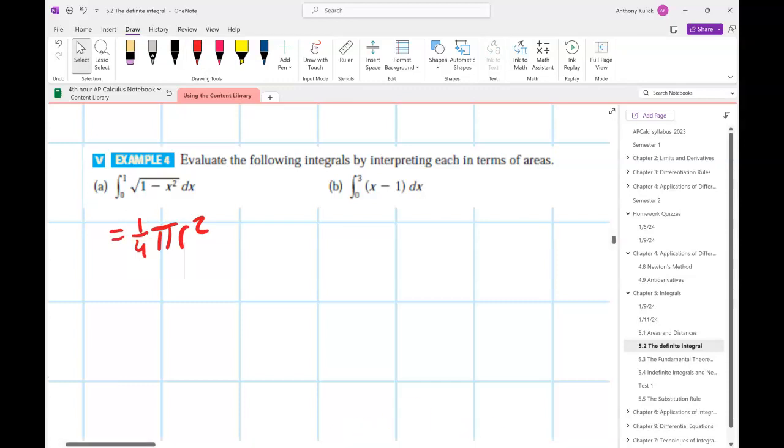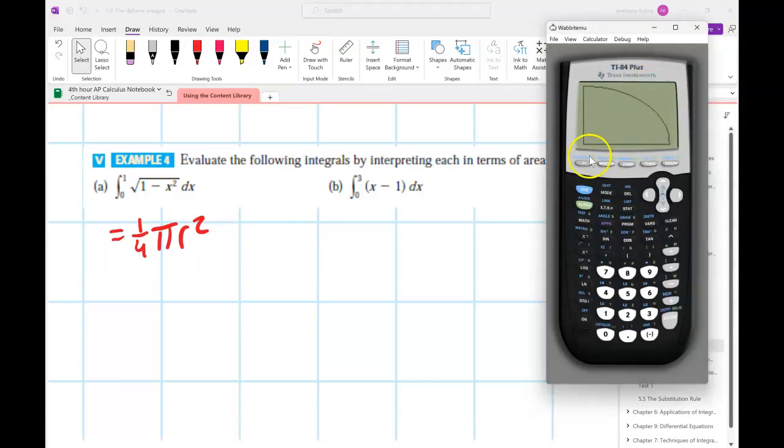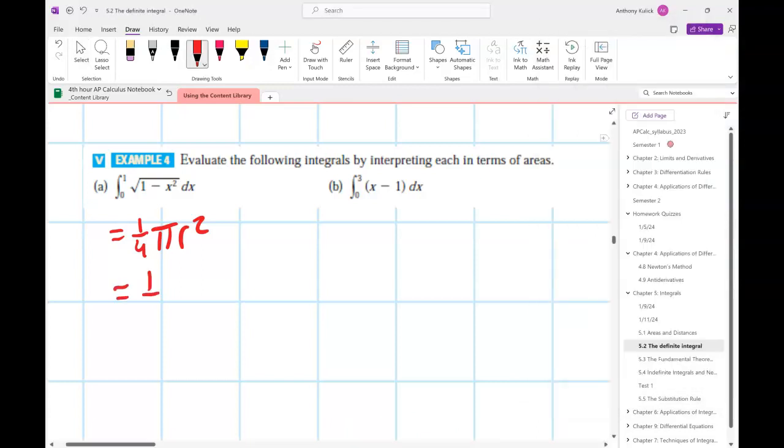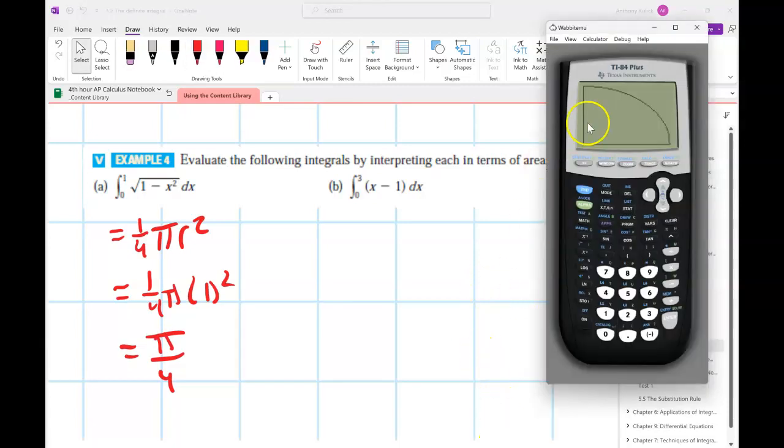So pi r squared is the area for a circle. What's the radius for this circle? 1. And we're done. We just have pi over 4. Could you show me how you graph it? Yeah. So I just typed it into y1, and the window I used was 0 to 1 and then 0 to 1. Square root of 1 minus x squared. Yep. Nothing fancy. Let's do the next one.